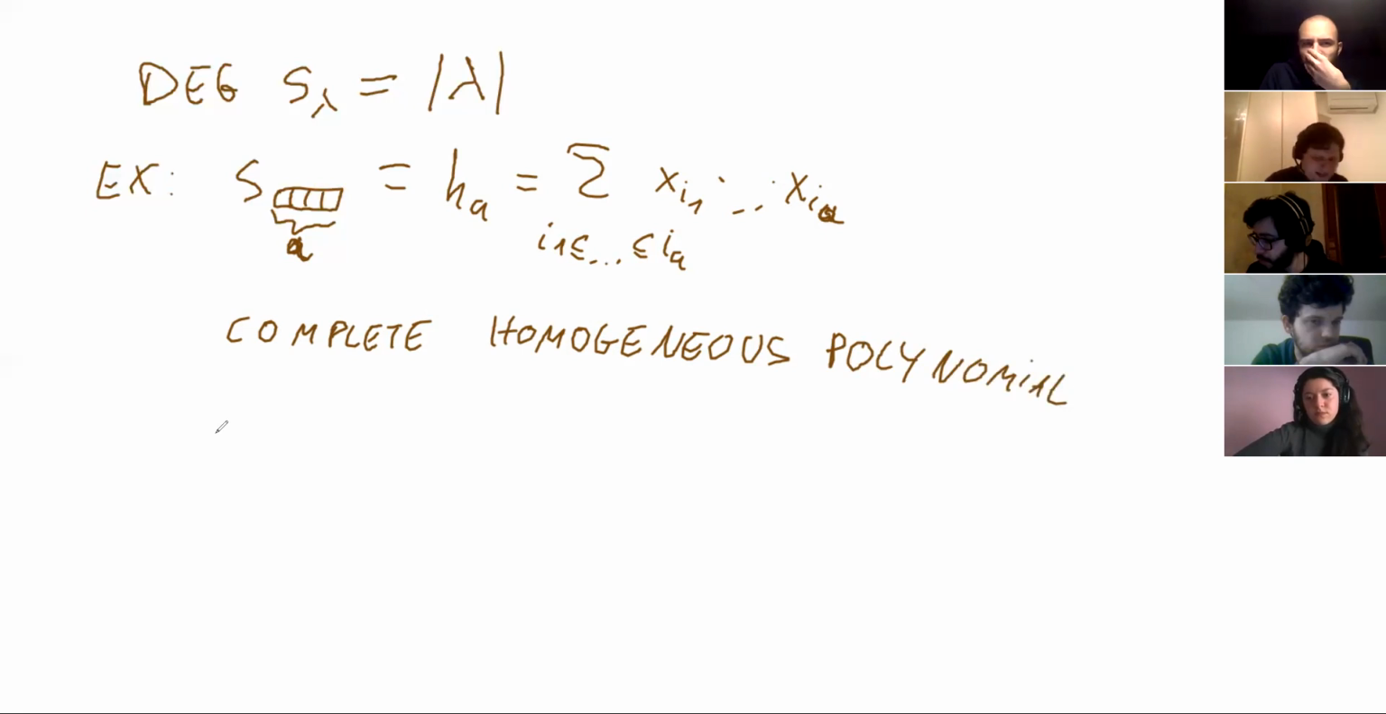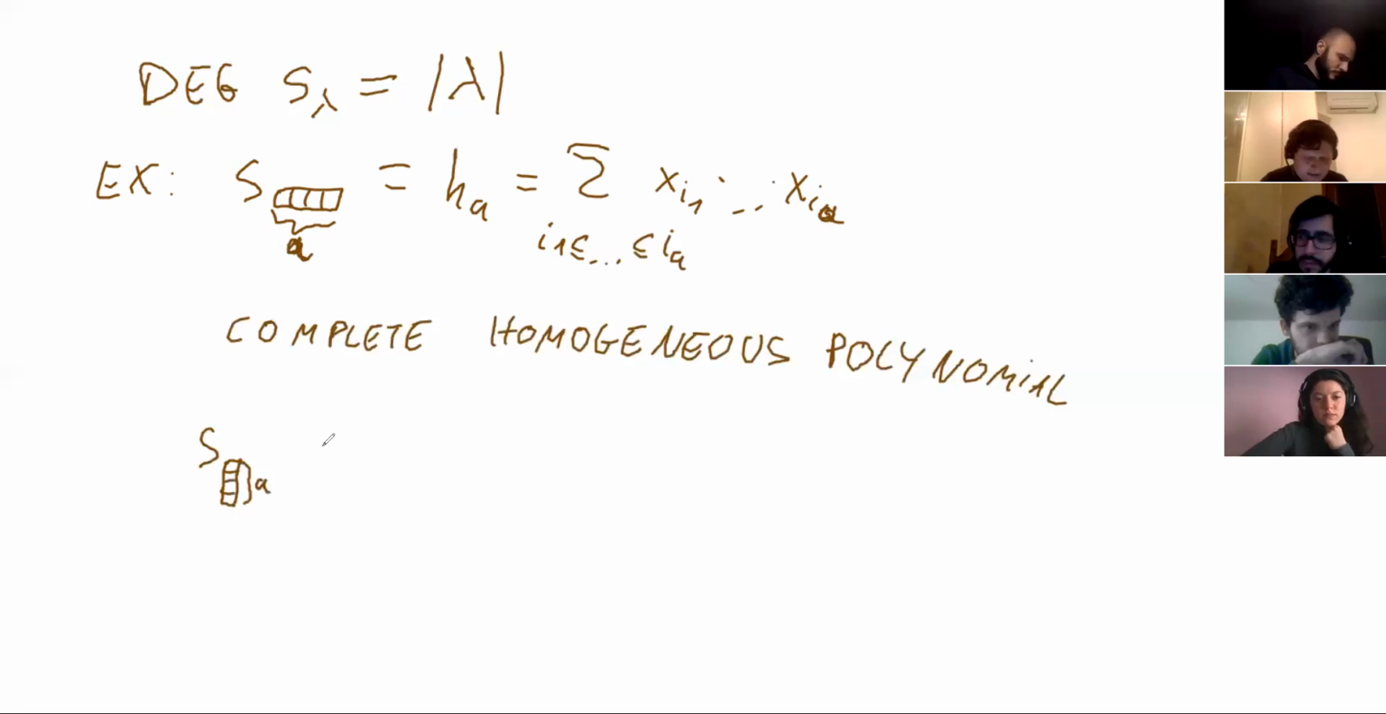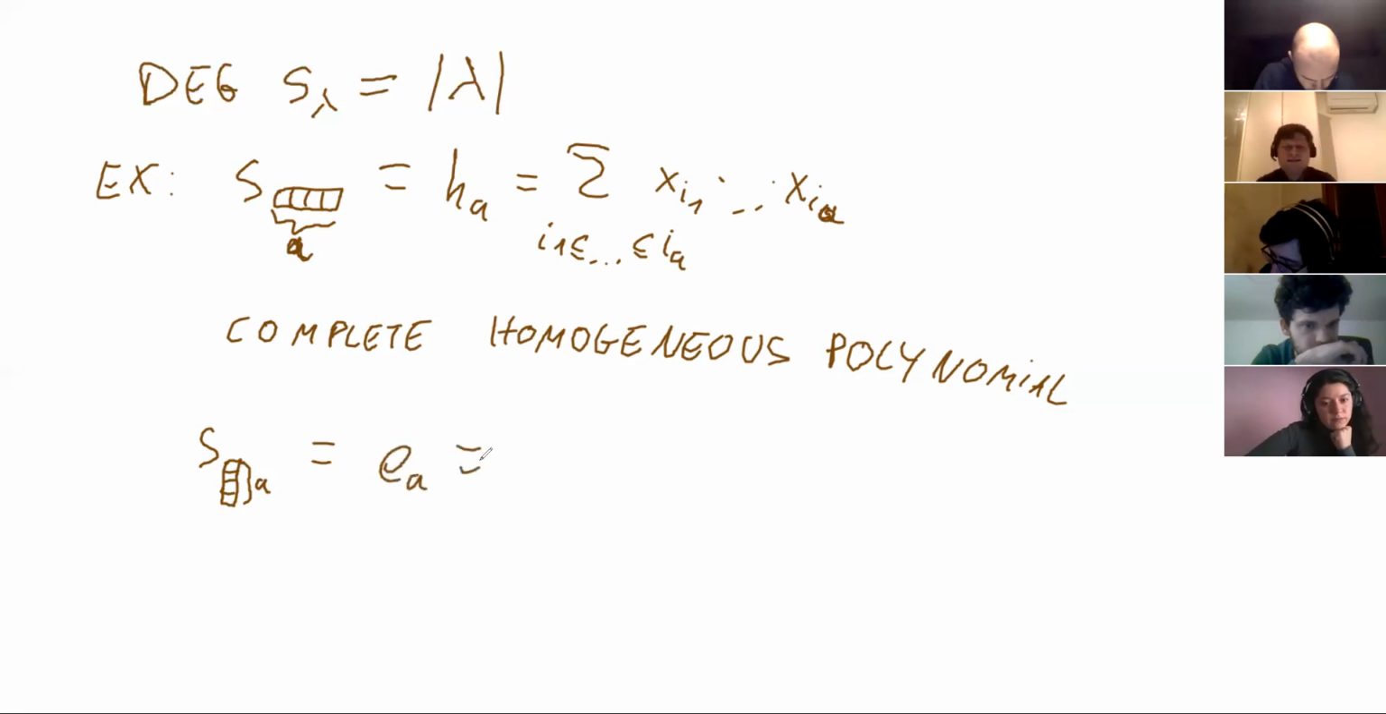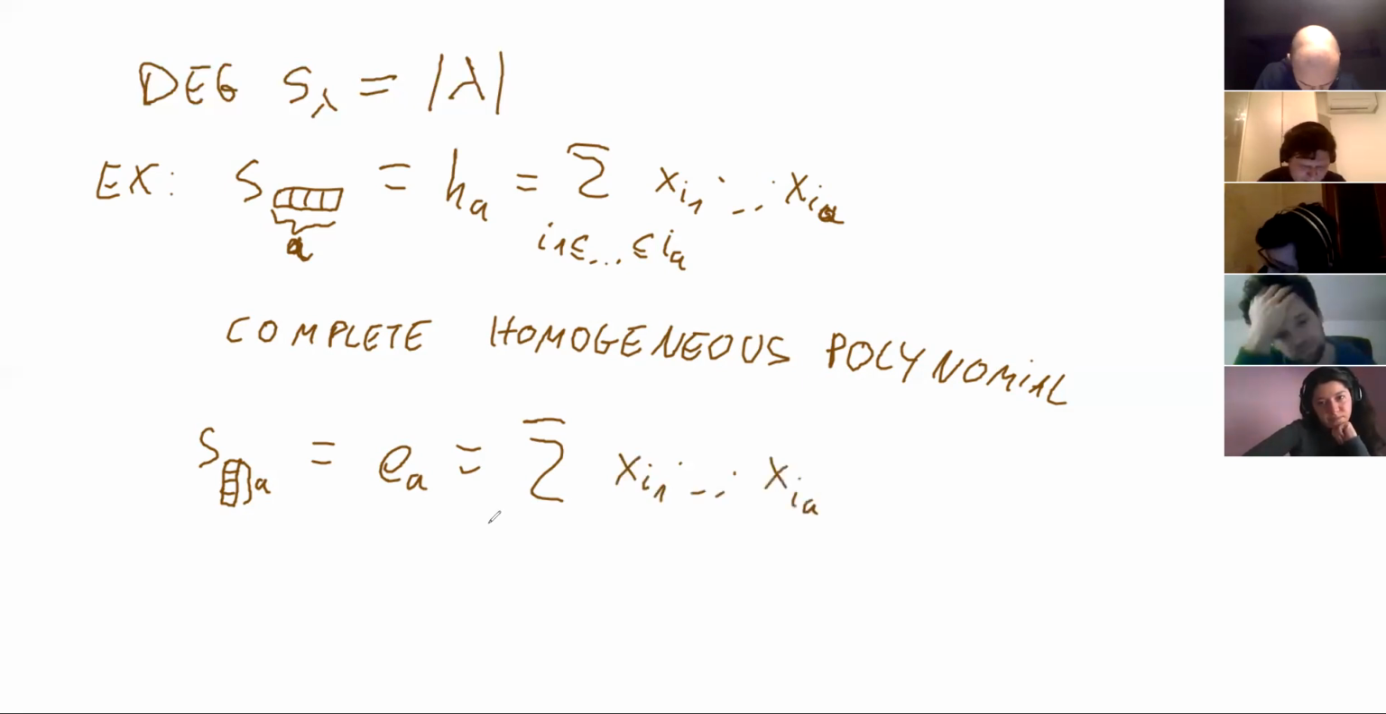Okay, and there is one more, namely if we put the boxes in a column, again, A of them, and this we denote by e_A. This is known as the elementary symmetric polynomial. And this is the sum of all monomials, but those that don't have squares. So it looks pretty much the same. Here, i1 is smaller than up to iA.